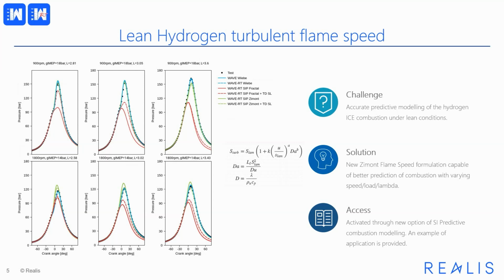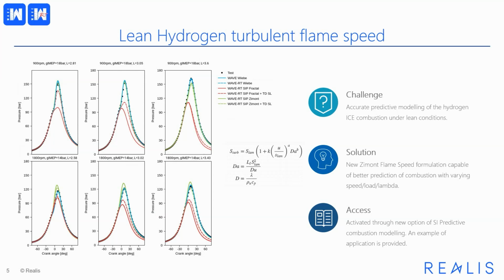The next key feature of the 2023.2 release is the lean hydrogen turbulent flame speed model. Accurate combustion modeling is one of the main development directions of the Wave product suite. This release introduces a new flame speed model which has been implemented specifically to address the challenges of lean hydrogen combustion and deliver predictive capability for lean hydrogen operation. Under lean conditions, hydrogen exhibits thermodiffusive instability, which strongly affects propagation of the flame at pressures and temperatures typical for ignition conditions in ICE engines.